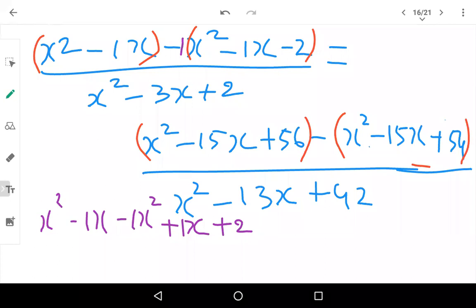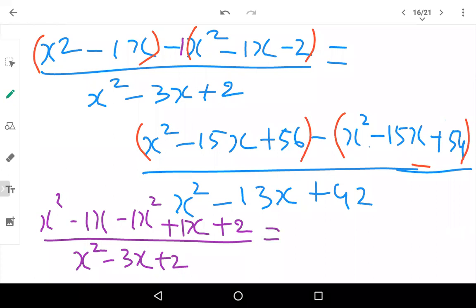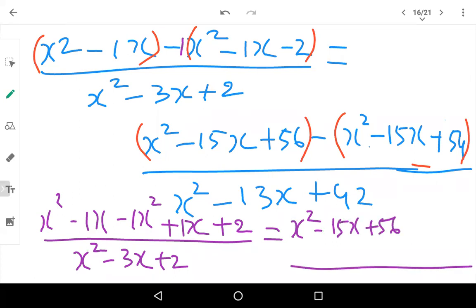Okay. Now the denominator will remain as it is, x square minus 3x plus 2. Now on to the other side. x square minus 15x plus 56 will remain. I'm just removing the bracket. 15x plus 56 will remain. Now the second term.